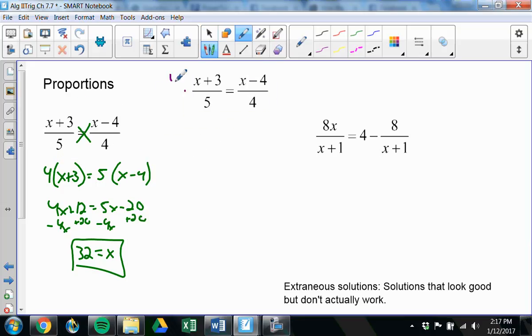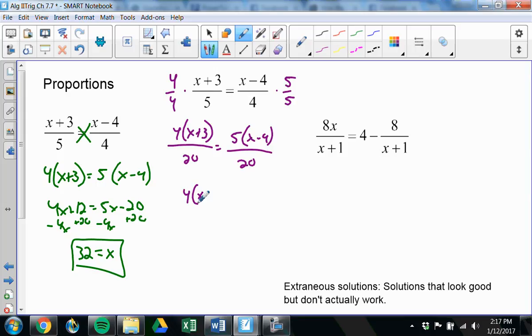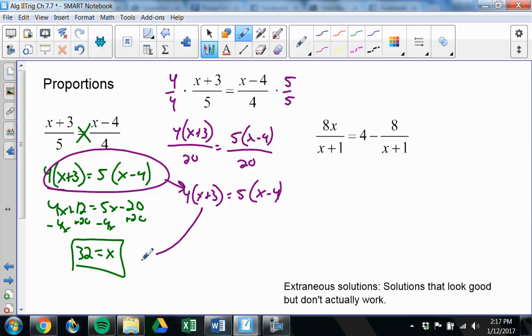Well, that'd be 20. I'd multiply the top by 4 over here and the top and bottom by 5 over here to give me 4 times x plus 3 over 20 equals 5 times x minus 4 over 20. And then I could drop the 20s. And what do you know? This looks just like this.